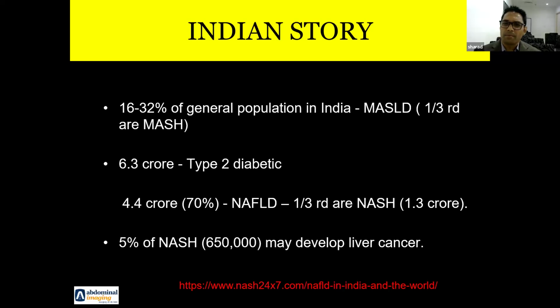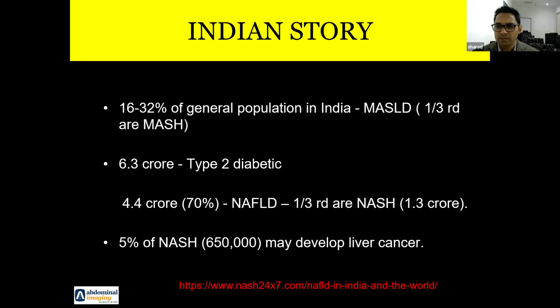Out of which 1/3 have steatohepatitis. 6.3 crore people have type 2 diabetes, because this is the number from where the data is available, but in villages there's no testing, so this number is much higher. So out of 6.3 crore diabetic patients, 4 crore have fatty liver disease. And out of this, 1/3, that is around 1 crore people, have steatohepatitis, the second stage when there is inflammation.